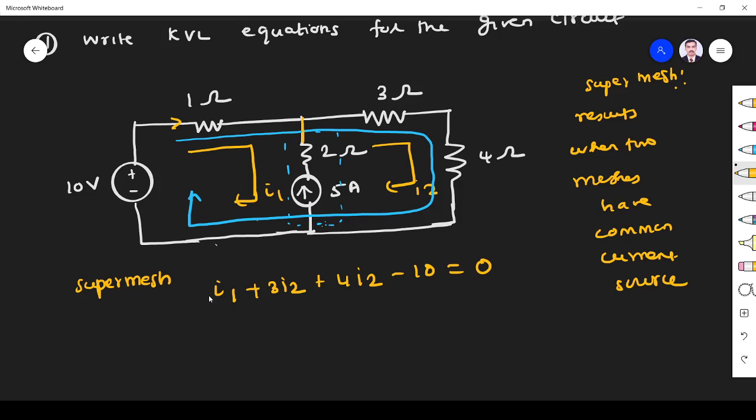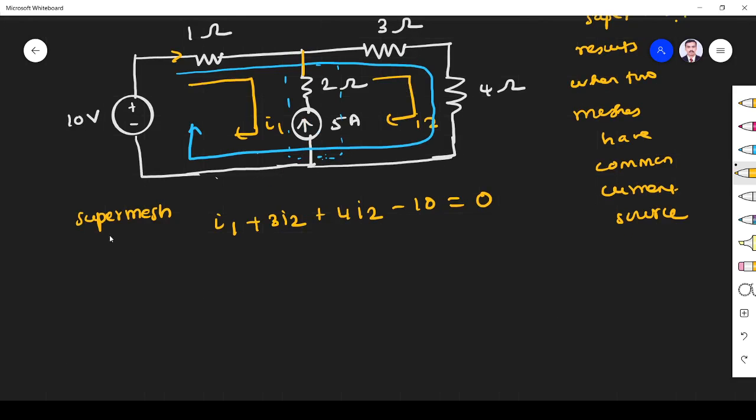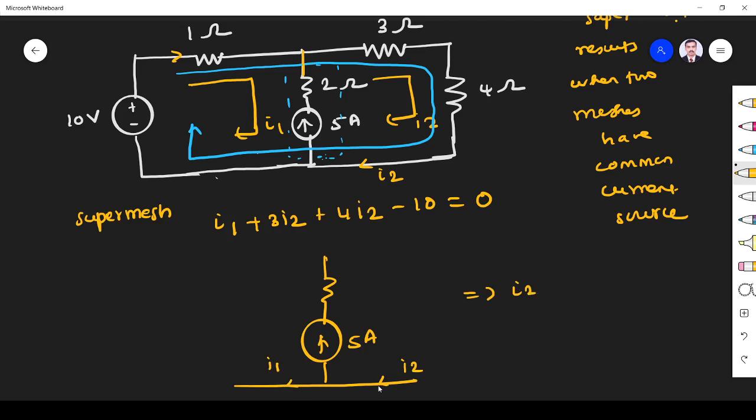Now we have to write KCL for this branch. This is the branch. For this branch, 5 amperes flows. The current coming here is I2, and here it is I1. So the incoming current I2 is equal to the outgoing currents, 5 plus I1. So now we have two equations.